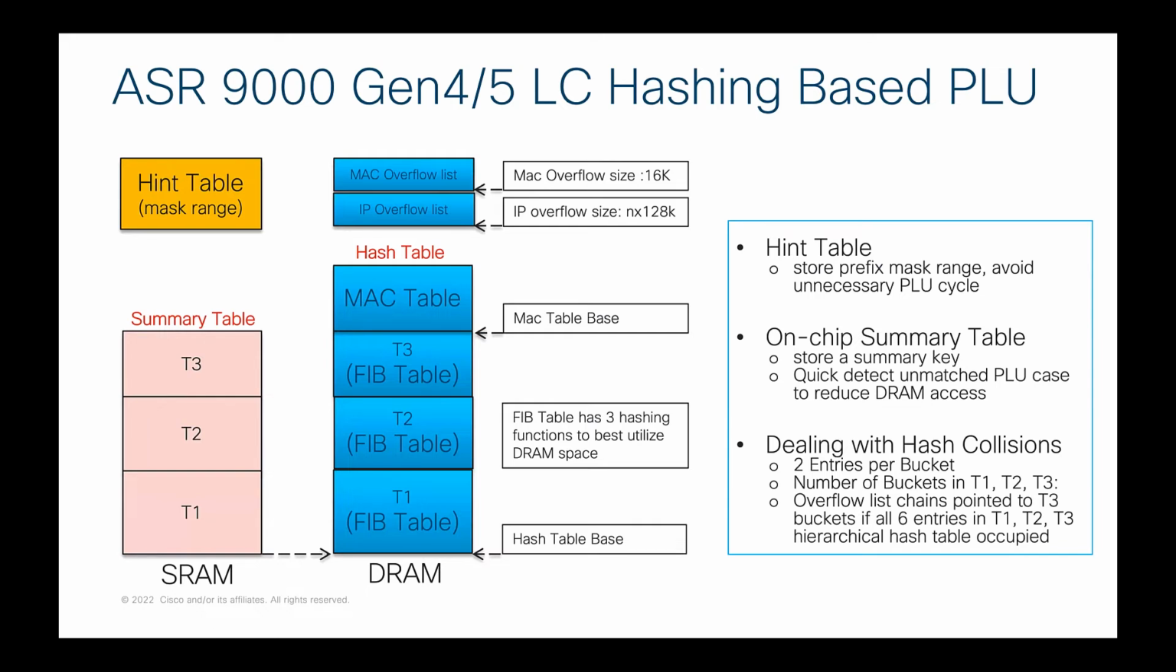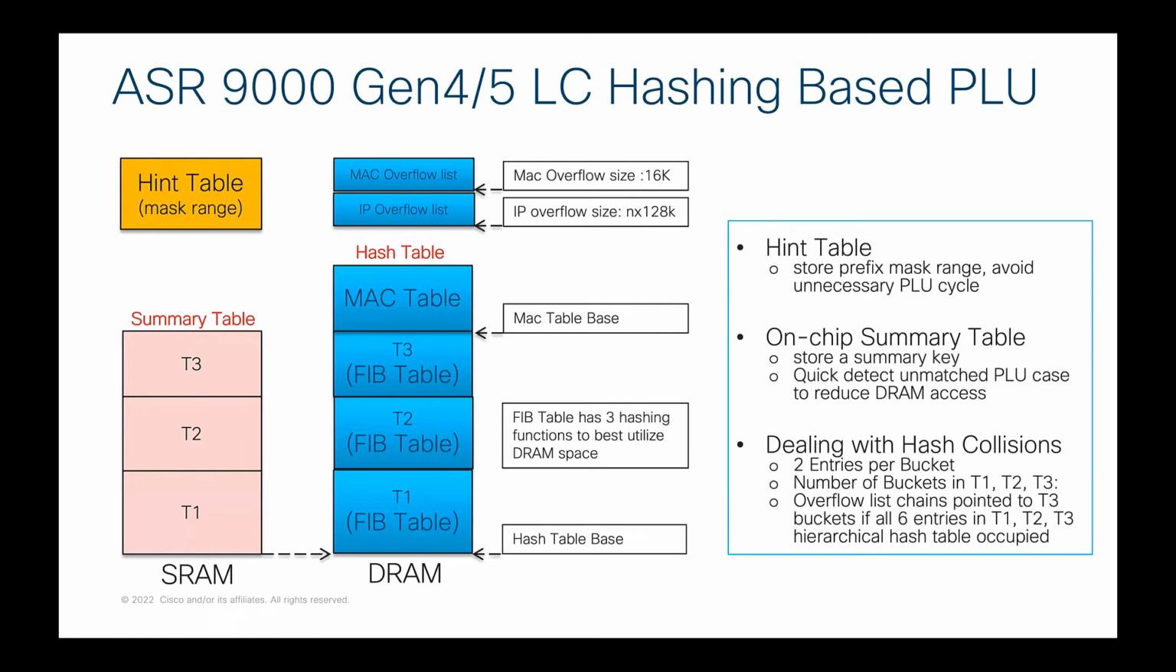This contains two parts. One part is on the chip, where we have a hint table and a summary table. That means for every IPv4 and or IPv6 prefix, based on the source and destination IP, we use the hashing key to build a hashing table. And the hashing table helps you look into the off-chip DRAM memory space so that we can install the FIB forwarding lookup entries.